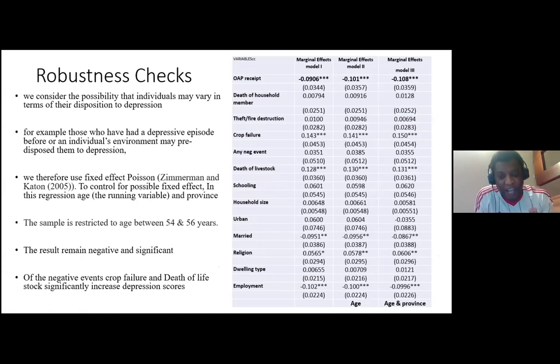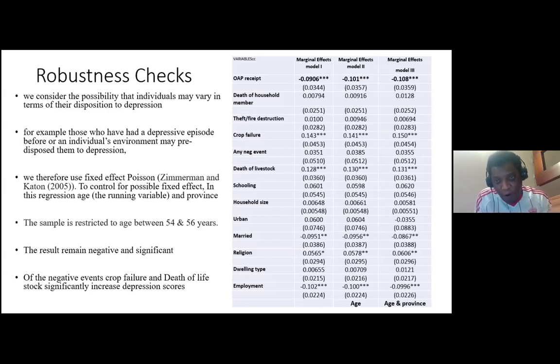For the next robustness check, we consider the possibility that what we are picking up in this cross-sectional analysis may not be controlling for individual fixed effects. For instance, some individuals might be more disposed to depression, probably because of genetics, or maybe something that happened in the past that affected their mental health in a negative way. They might be more predisposed to depression.